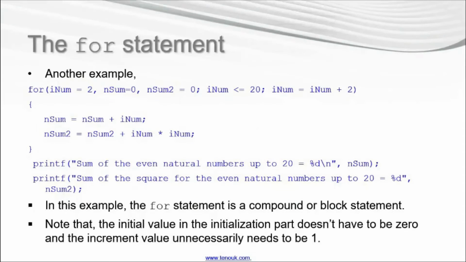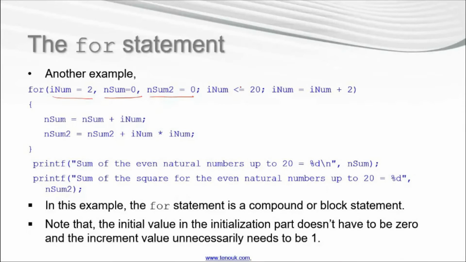Another example of the for loop is the complex for loop. For inum equal to 2, nsum equal to 0, nsum2 equal to 0. There is a variable inum which is initialized to 2, then a comma, nsum equal to 0, another variable initialized to 0. Then a third variable, nsum2, that is also initialized to 0. So there are three variables in this particular for loop.